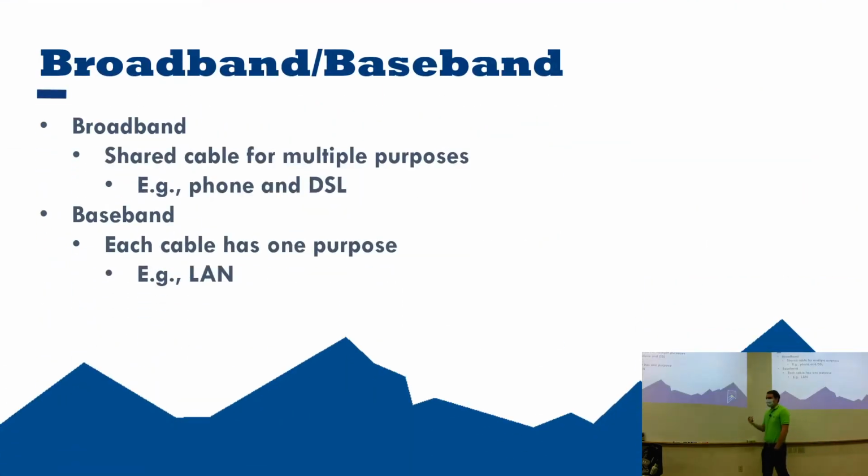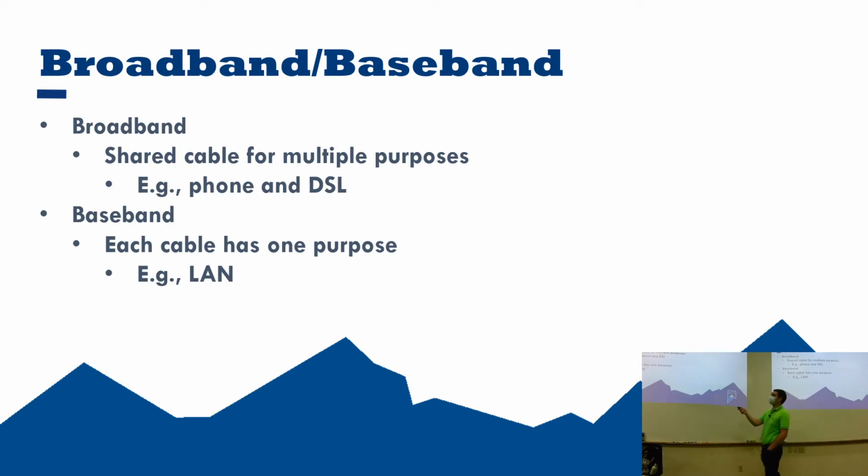Okay, let's talk a little bit about broadband versus baseband. So broadband is where we have a cable that allows us to transmit multiple types of media. The example in the book is a phone line, which is going to be able to transmit an analog phone signal, as well as a digital phone signal, more common today than plain old telephone service, of course, as well as DSL at the same time. So it's going to be beneficial for a lot of different things.